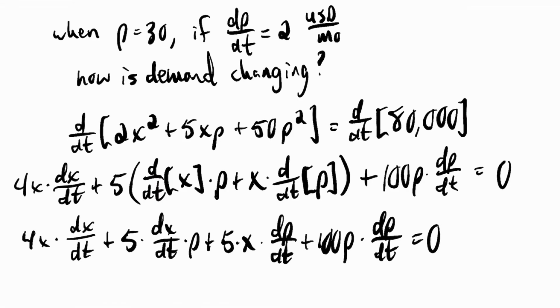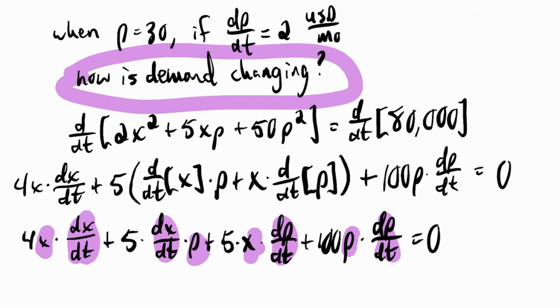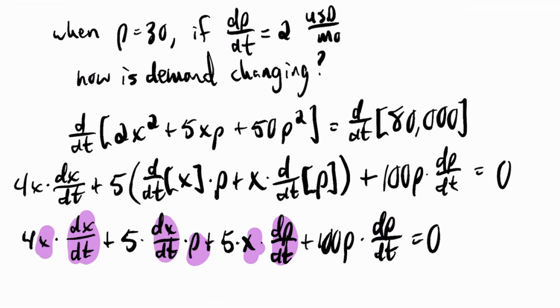Okay. So the calculus part is basically done. We're going to have to keep calculus concepts in mind, but we're done finding derivatives. So what I need to do is plug in numbers for x, dx dt, p, dp dt, all of these, well, except for one. I'm asked to find how demand is changing. That's dx dt. So I'm not given dx dt. So it's actually only x, p, and dp dt that I'm plugging in. dx dt is what I'm solving for.